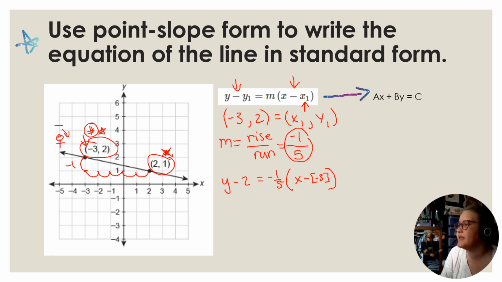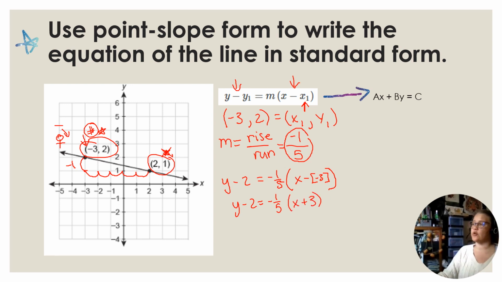I do still need to clean that up, but I can clean that up in the next step. So this double negative right here. Anytime we subtract by a negative, it is the same thing as adding a positive. So I am going to turn that into x plus 3. That's why we think in terms of opposites. So now I have y minus 2 equals -1/5 x plus 3.